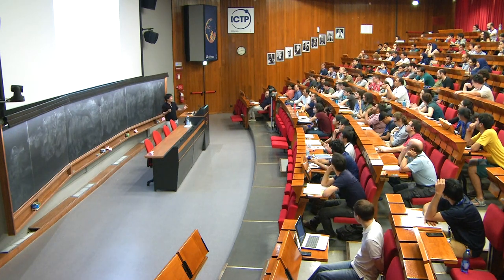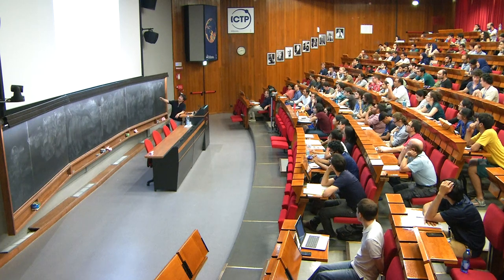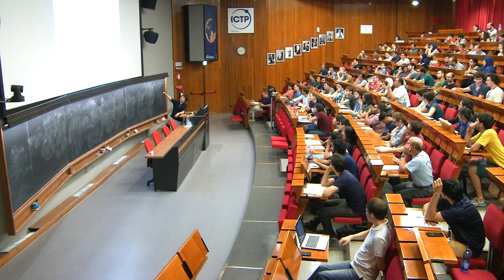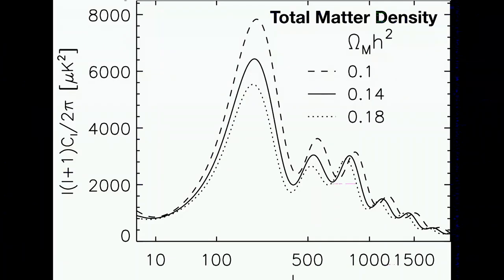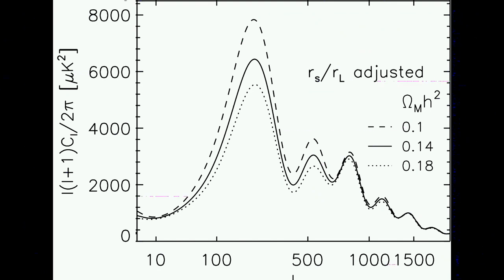All right, now matter density, okay? The dashed line has smaller matter density, the dotted line has a larger matter density. The smaller the matter density, the higher the first peak. We understand that, okay? Let's try to understand the rest. Once again, by changing omega matter h squared, you change the sound horizon. Also, the distance to the last scattering surface is modified. So let's adjust the horizontal axis. Now the changing effect of the matter density at the last scattering surface.